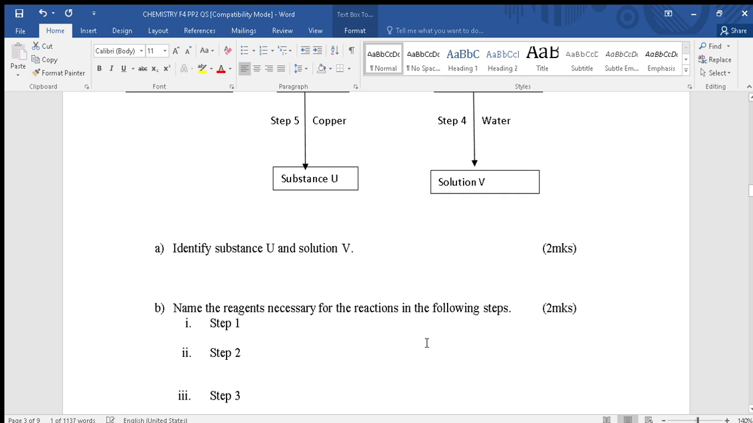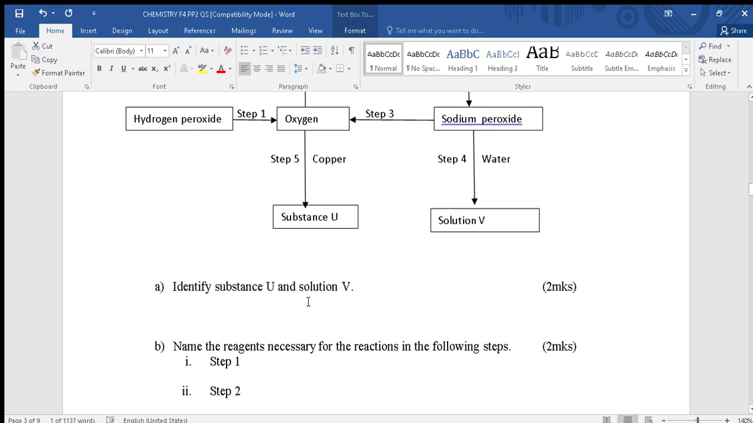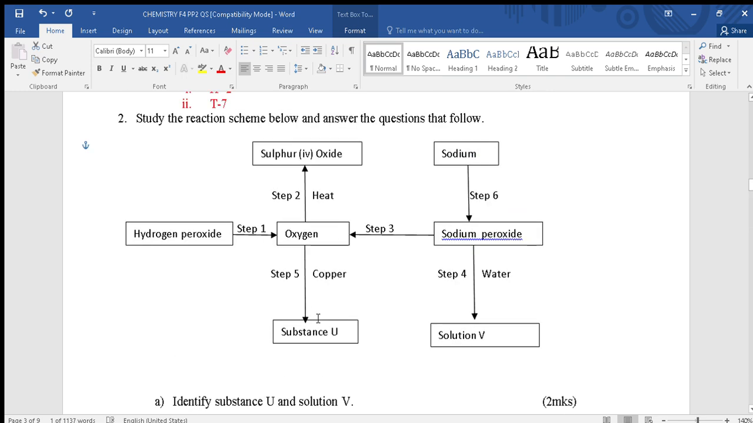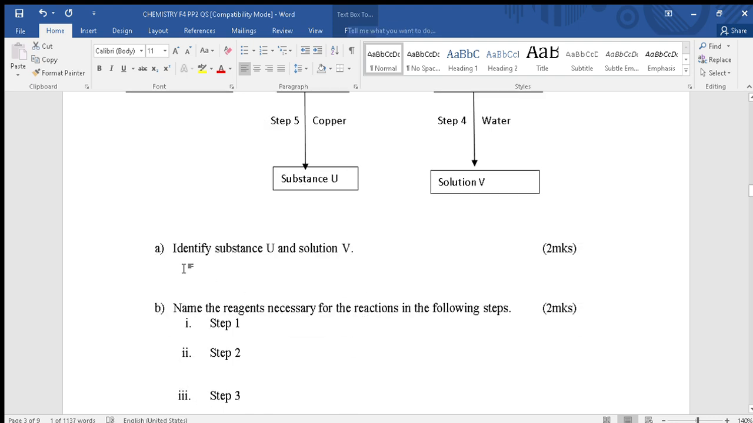Let me start with the first question you are asked. Identify substance U and V. Let me start with substance U before I come to substance V. In substance U, you're having copper reacting with oxygen. When copper reacts with oxygen, you form copper 2 oxide. So that means substance U is copper 2 oxide.